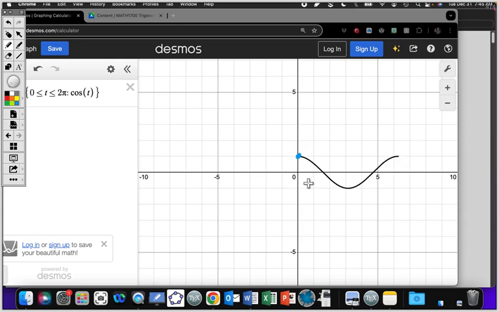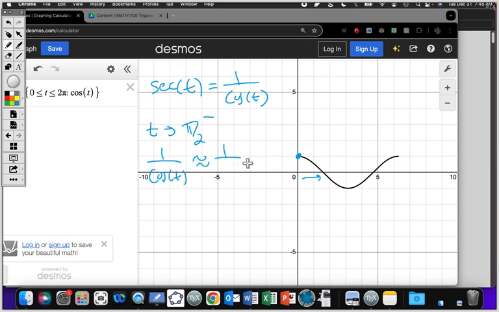And let's think about what's happening as I move here to pi over 2. So I know that at pi over 2, the cosine is 0, and we know that that's going to be something that's not in the domain. So if I look at the secant of t, which is 1 over the cosine of t, and I look at what happens as we get closer to pi over 2 from the left, so as t comes into pi over 2 from the left, the numerator, well, that's going to stay 1, but the denominator is going to become a smaller and smaller positive number.